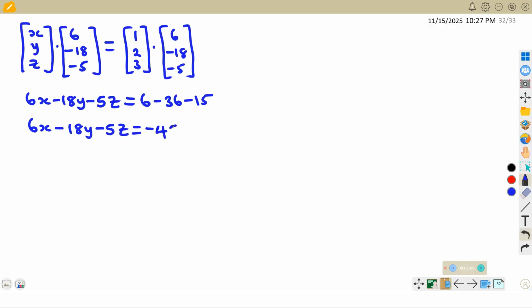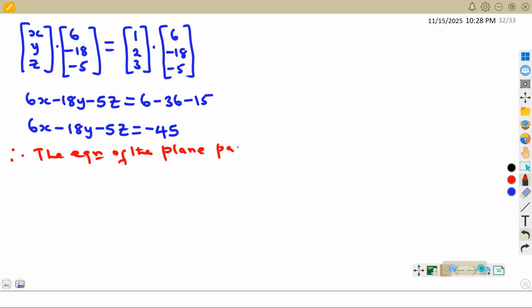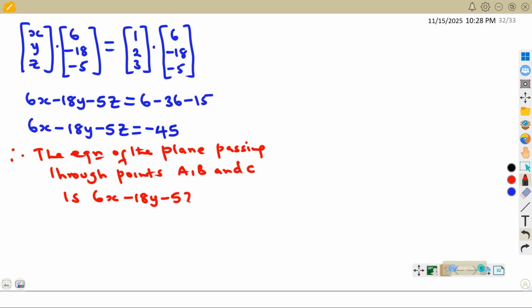So negative 45. Therefore, the equation of the plane passing through the points A, B, and C is 6x minus 18y minus 5z plus 45 equals 0. And that will be the solution.